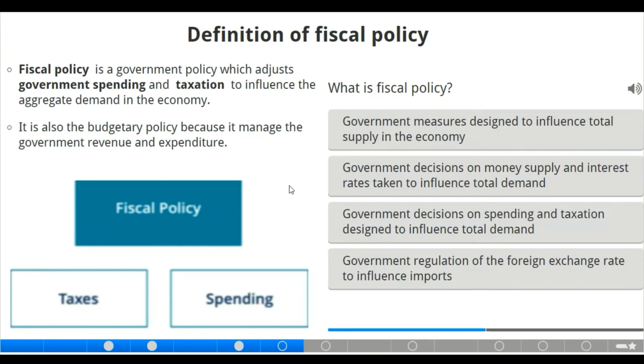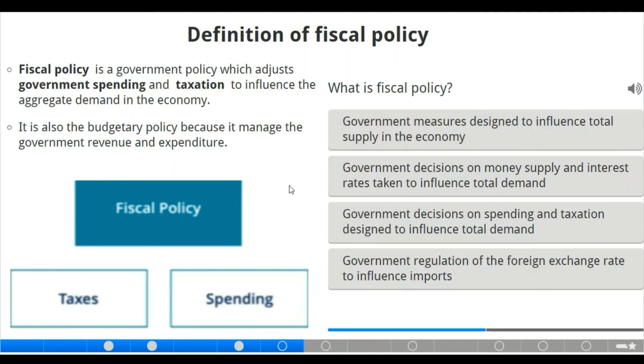Moving to the next slide, we now have what we know as fiscal policy. Of course, for us to treat fiscal policy, we have to know about the budget and what the government budget is telling us, which we have done already. Now, fiscal policy is a government policy which adjusts government spending and taxation to influence the aggregate demand in the economy. What are we saying? Fiscal policy is also the budgetary policy because it manages the government revenue and expenditure. Of course, we have the fiscal policy here, that is, the taxes and the government spending.